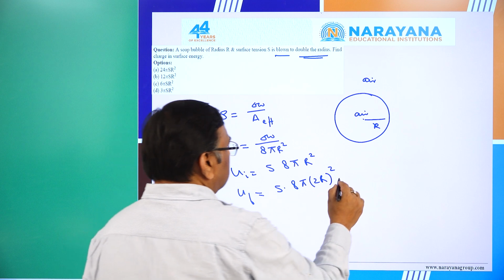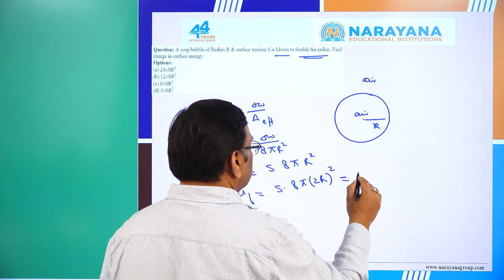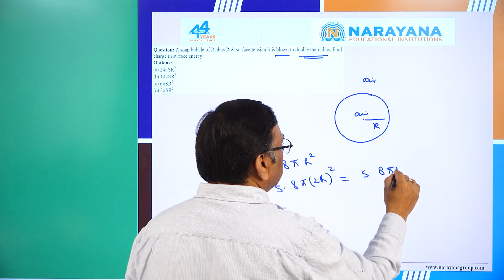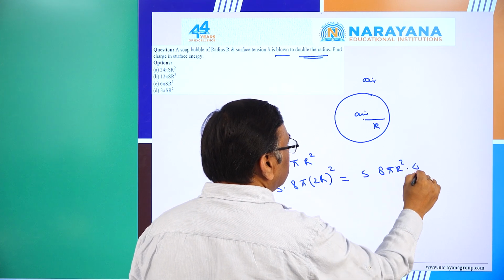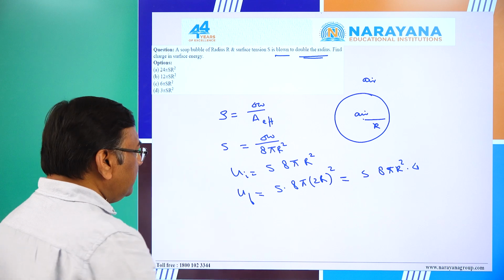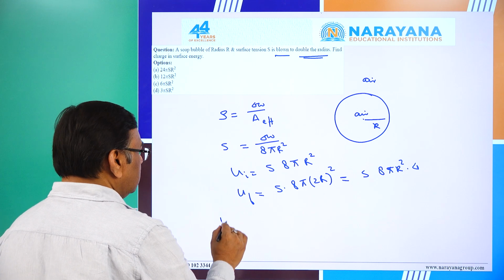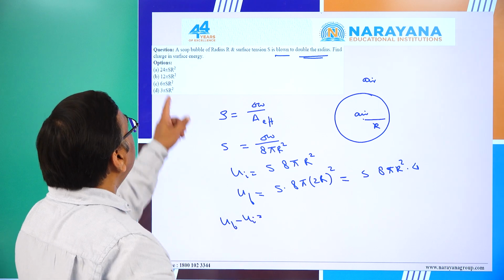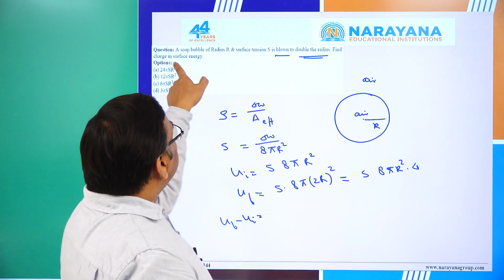What are you going to get now? Obviously it is S into 8 pi r square. Let us take it common: S into 8 pi r square into 4 here. The difference of this energy is simply nothing but the change in its energy. That's what we are asking here. How much change in the surface energy do you have to write?